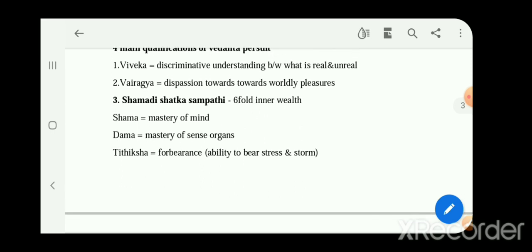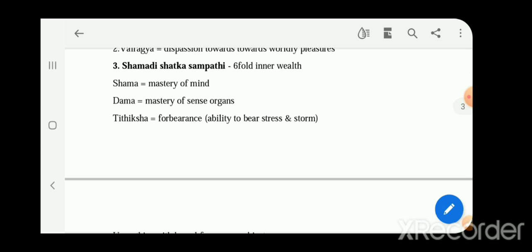The second one is Dama. Dama means mastery over the sense organs. We have the five sense organs, right? The eyes, ears, smell, taste, and touch. Mastery over all these sense organs is called Dama.